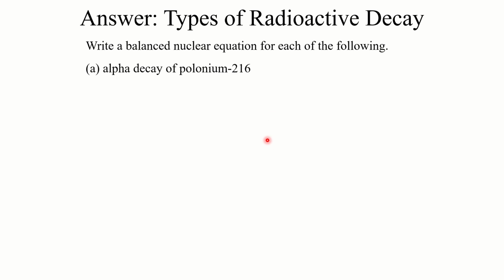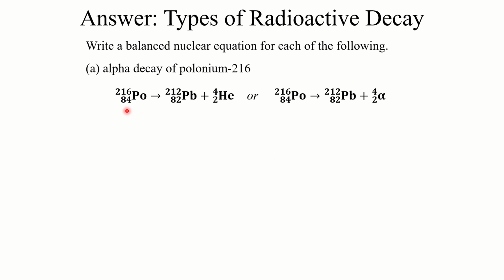All right, let's walk through these answers. Alpha decay of polonium-216, 216-84 Po. So we're giving off an alpha particle, which is 4,2 He or 4,2 alpha. So what's the mass that remains? 216 minus 4 is 212. 84 minus 2 is 82. So our resulting daughter nucleus is 212-82, which is lead. Lead has a proton number, 82 protons, I should say, a Z number of 82.